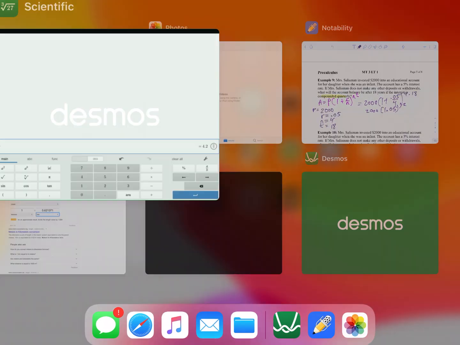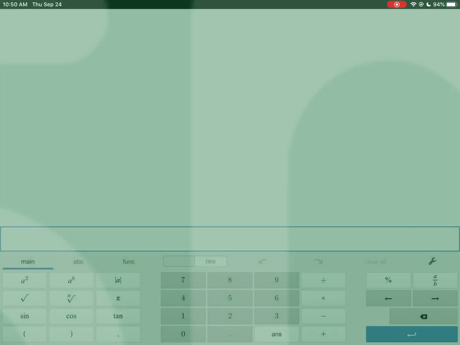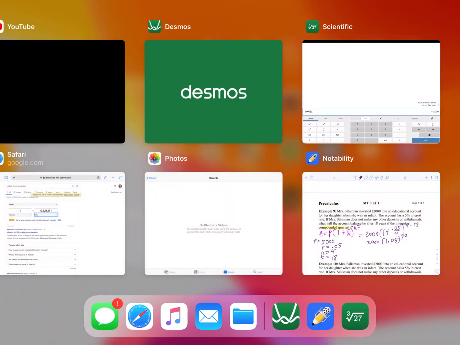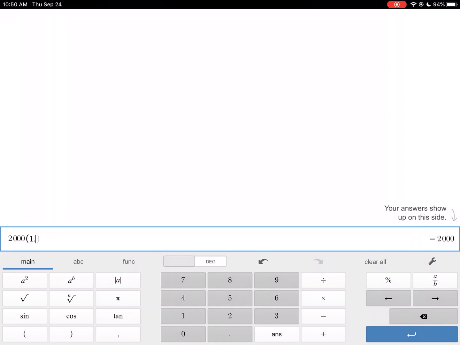I'm going to use a scientific calculator this time because you don't need all that power. So we're going to say 2,000, parentheses, 1.05, and we're going to raise that to the 72nd power. So she's going to have about $67,090 in the account.